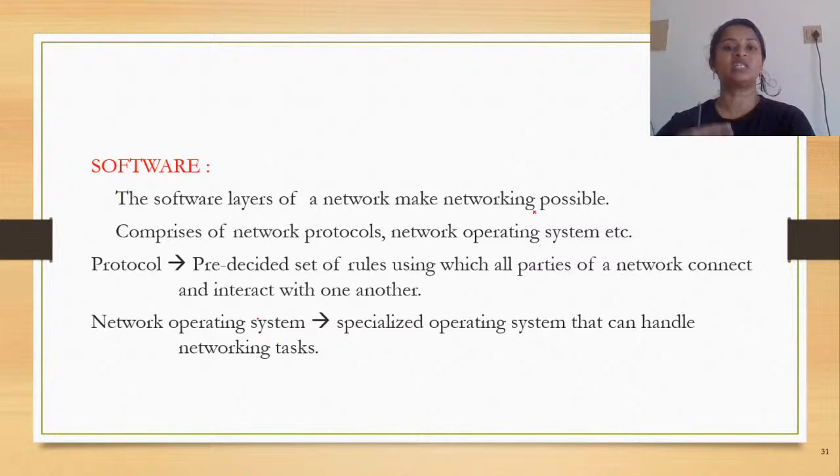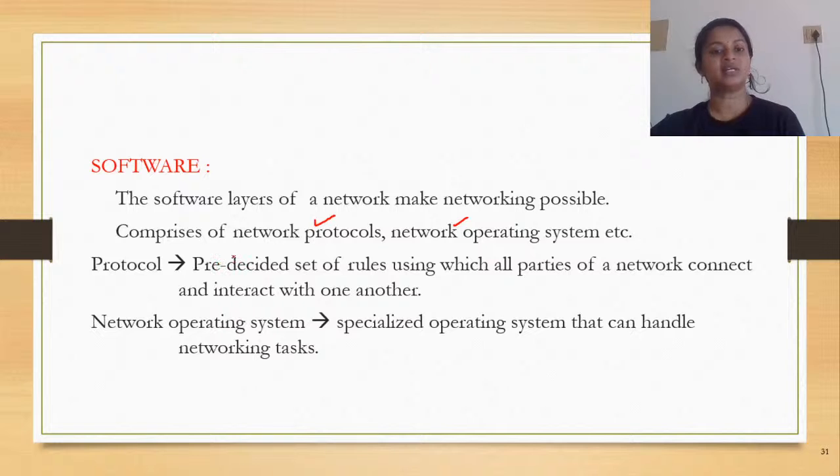Now, these are programs that are written for the functionality of the network to happen, right? So definitely a network would be layered with different softwares, and at each layer a particular software would be working. Now, this software is what would make something called networking possible. Is the idea clear? The software layers of a network are something which would make the concept of networking possible. Now, what is software comprised of? They are comprised of the network protocols as well as the network operating system, etc.